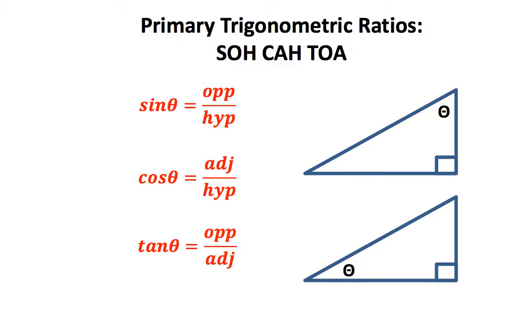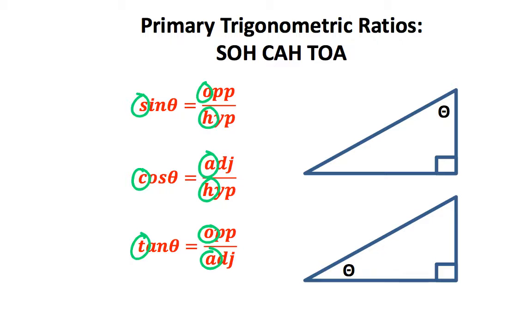In today's lesson, we'll be learning about the primary trigonometric ratios, also known as SOH CAH TOA. If you recall, SOH CAH TOA is a mnemonic which helps us remember the three primary trigonometric ratios. Sine theta is equal to opposite over hypotenuse, cos theta is equal to adjacent over hypotenuse, and tan theta is equal to opposite over adjacent.